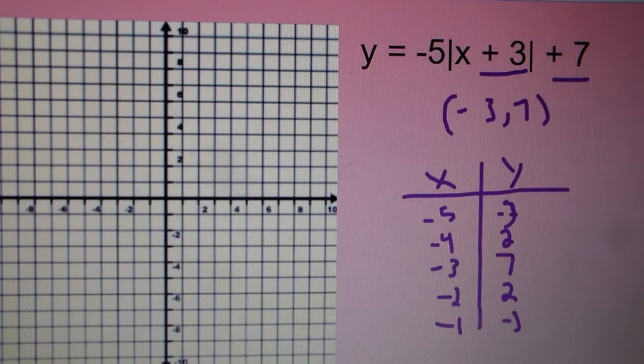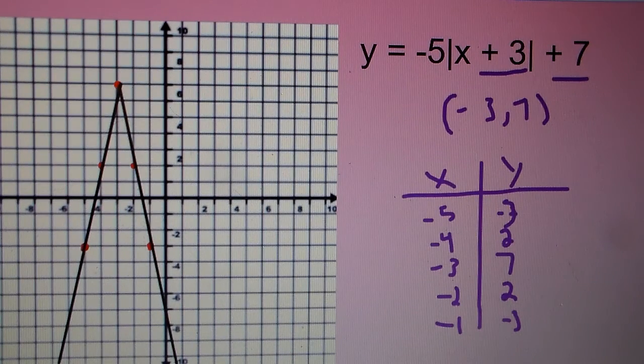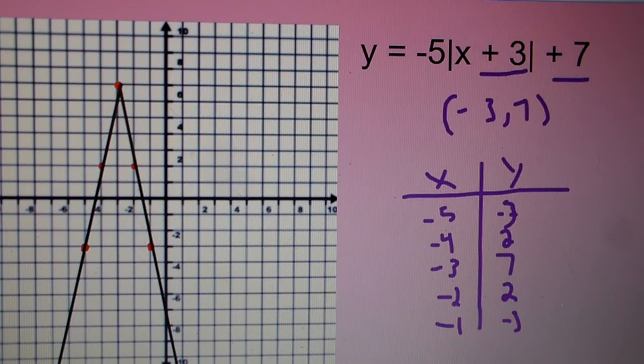Alright, so we plot our coordinates. Negative 5, negative 3, negative 4, positive 2, and negative 3, 7, negative 2, positive 2, and negative 1, negative 3. Connect them up. And there we have it. It's graphing the absolute value equation there.